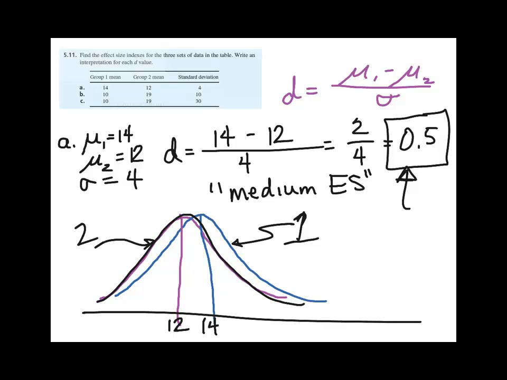So remember, effect size is supposed to give you some sort of a feeling for just how different the differences are. And in this case, we would call it a somewhat moderate difference in which population 1 was greater than population 2.